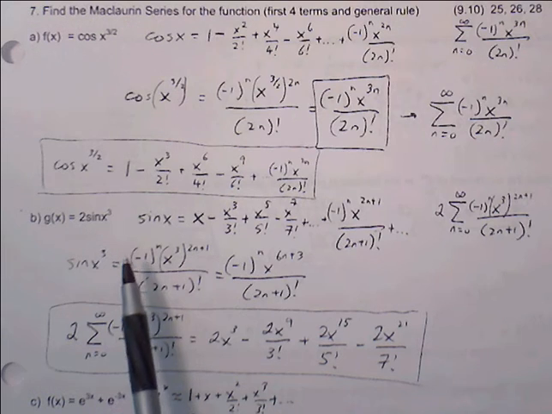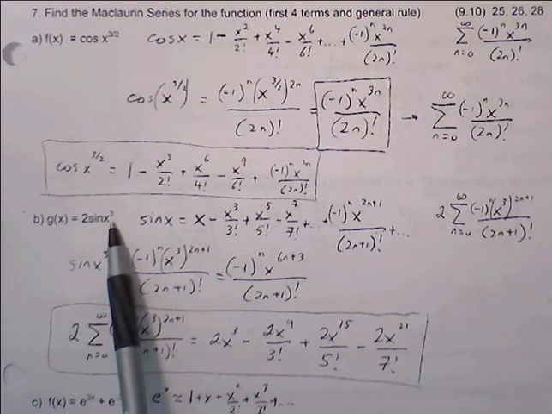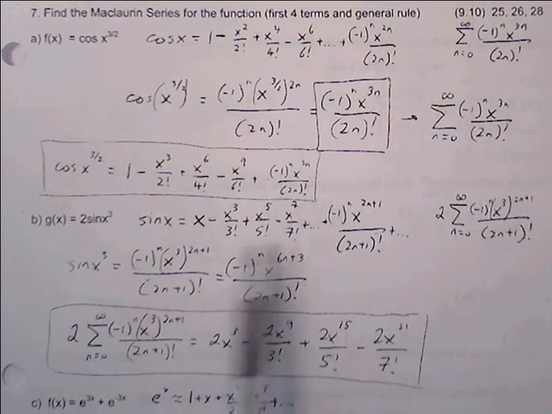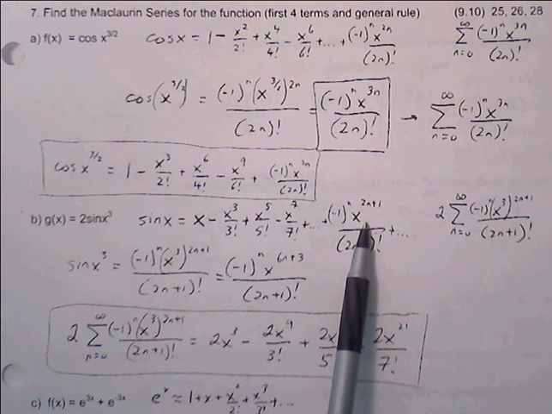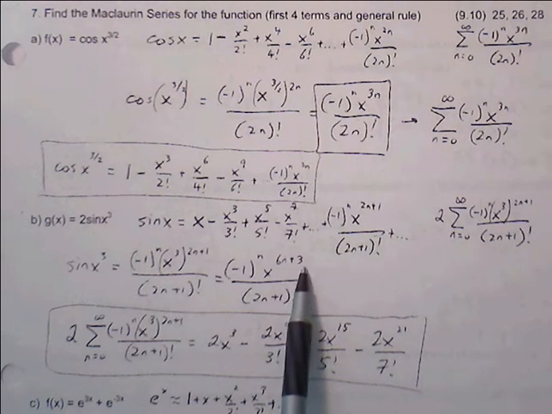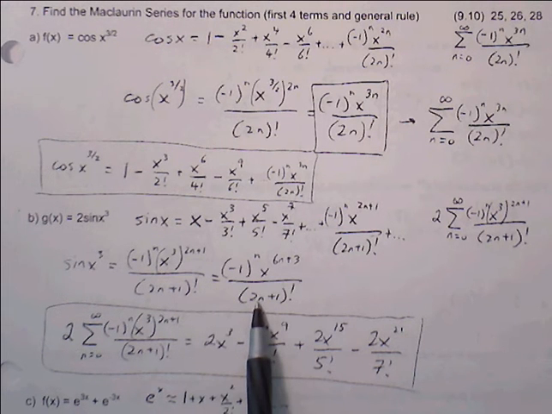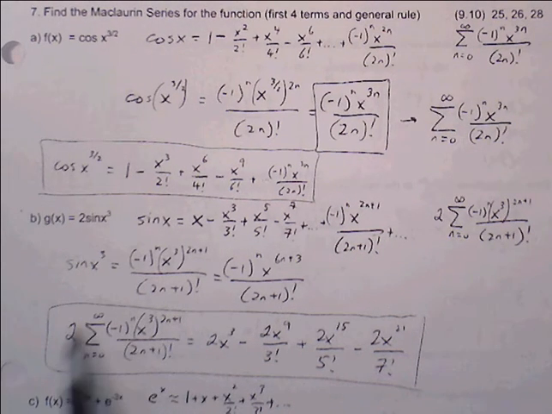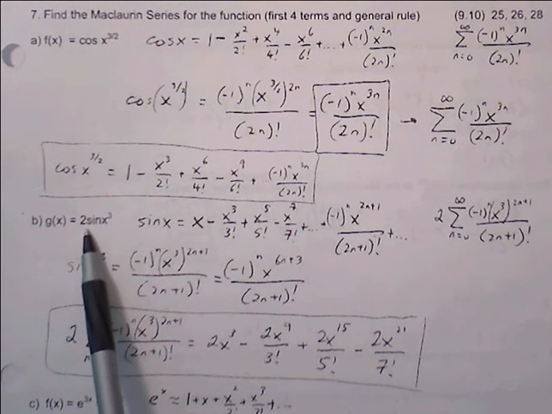From here, we can build the sine of x cubed. We can build one term at a time. So let's replace each x in the general term with x cubed. So if I do x cubed, I can clean this up to be x to the 6n plus 3. So this is my general term, general rule. And then from the general rule, we can build our first 4 terms of the Maclaurin series.